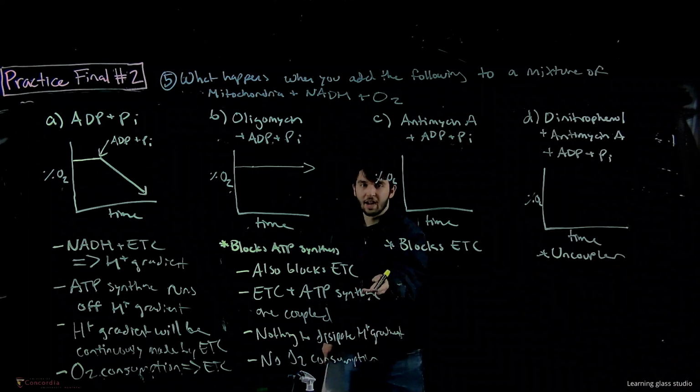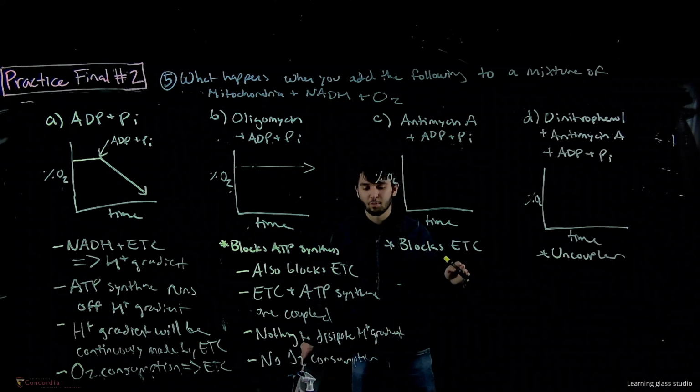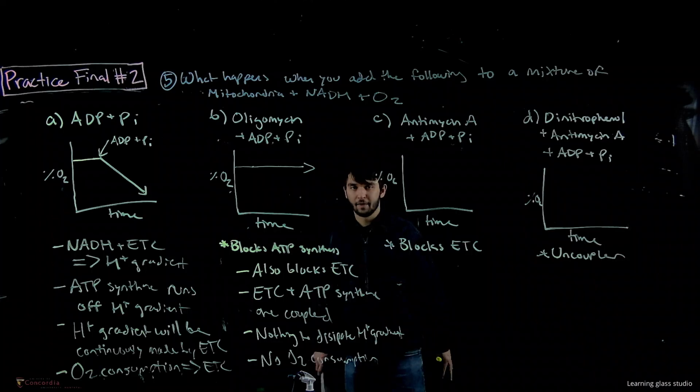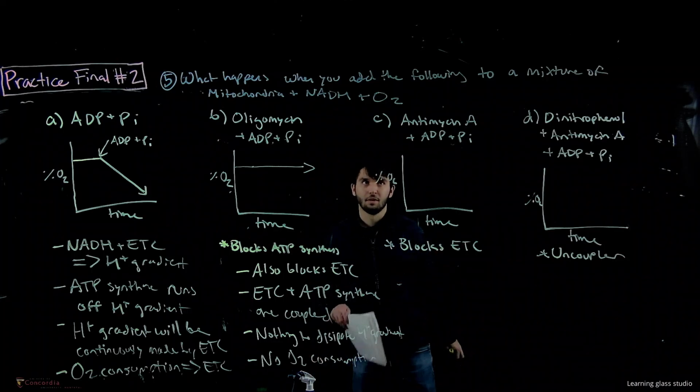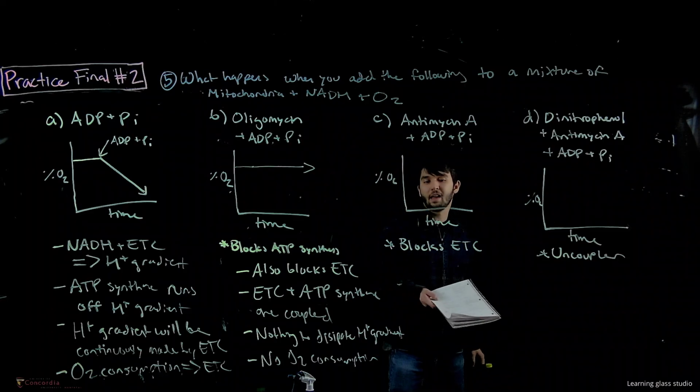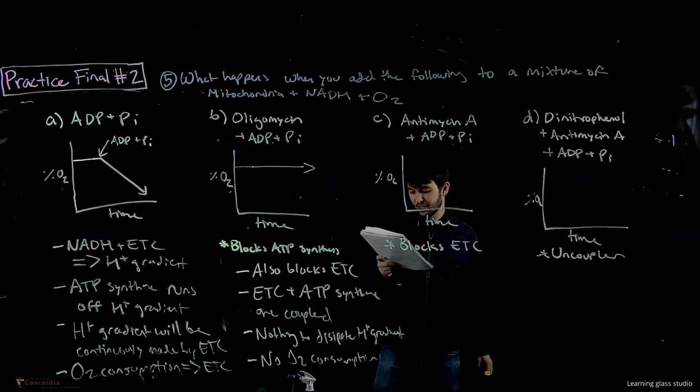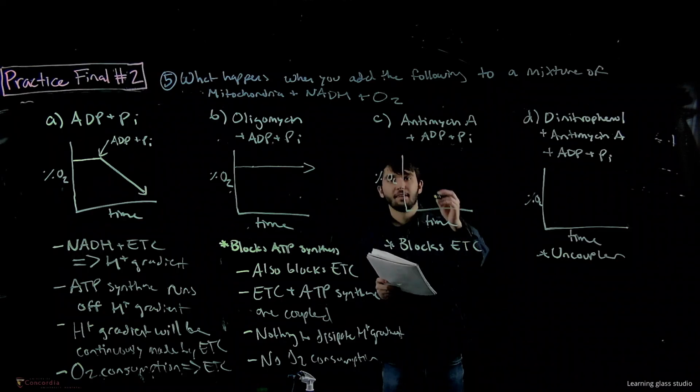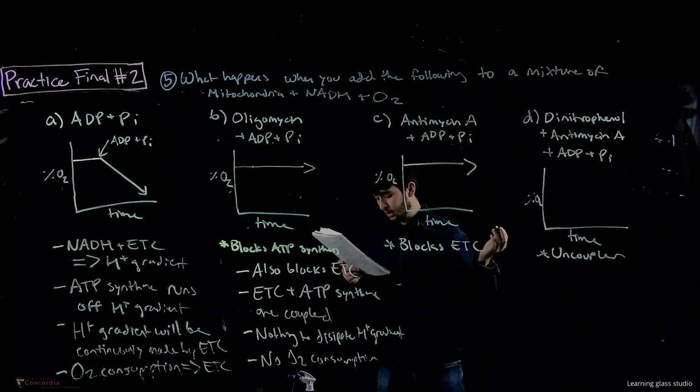So because ATP synthase is not there, the H plus gradient is stable, and that shuts down the electron transport chain, so complex 4 is inactive, no O2 consumption. What happens if we add, instead of oligomycin, antimycin A? Antimycin A is an electron transport chain inhibitor, and we see the same thing. Remember, these are coupled.